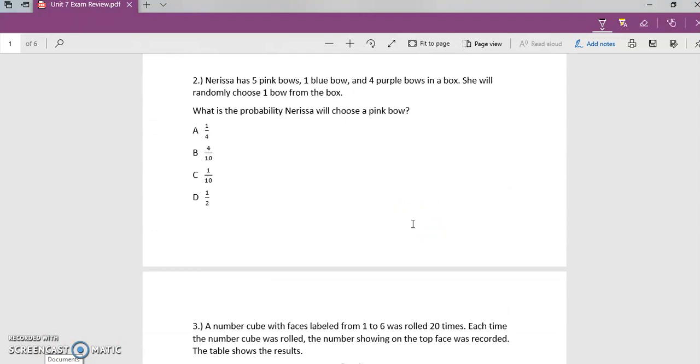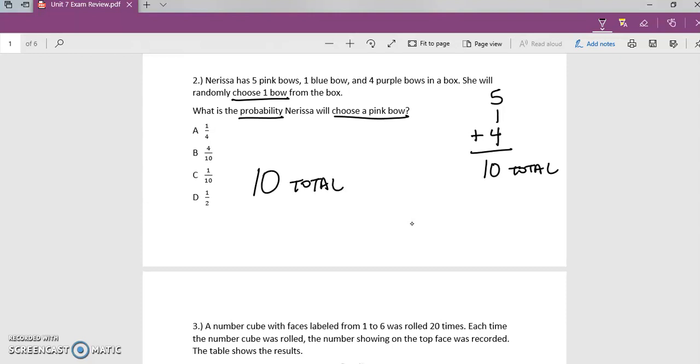Okay, the next one. Narissa has 5 pink bows, 1 blue bow, and 4 purple bows in a box. She will randomly choose 1 bow from the box. What is the probability Narissa will choose a pink bow? Okay, so all of those put together, I know that there's 5, 1, and 4. If I add them all together, 5 plus 1 is 6, 6 plus 4 is 10. So there's 10 total bows here.